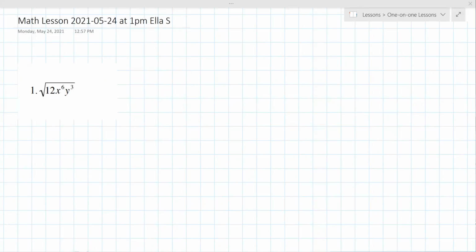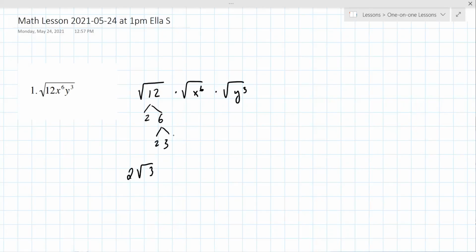Okay, so this is the square root of 12, x to the 6, y cubed. It's really three questions at once. The square root of 12 times the square root of x to the 6 times the square root of y cubed. Square root of 12 is, you break apart with a little factor tree here. 2 comes out, 2 square root 3.